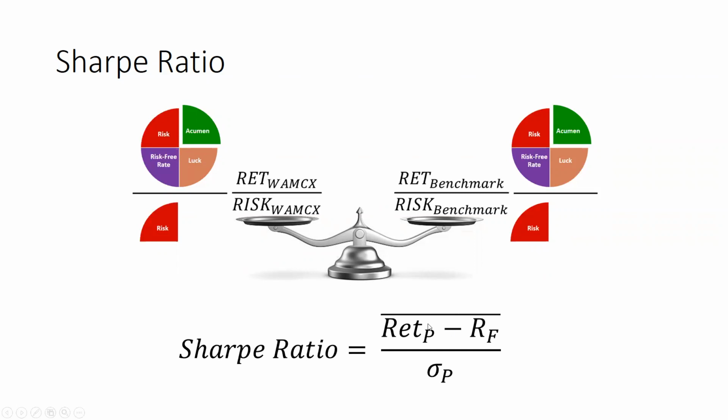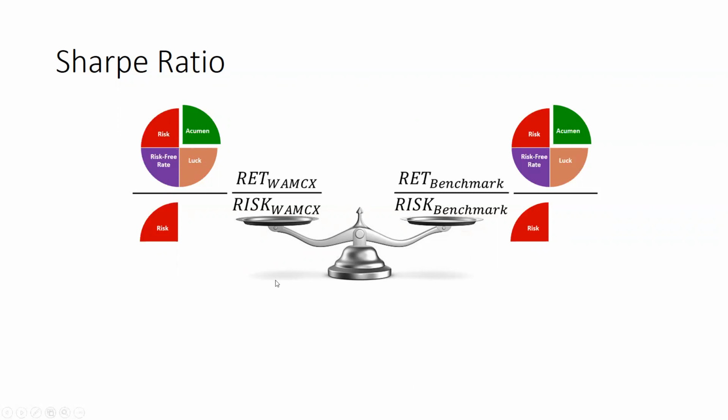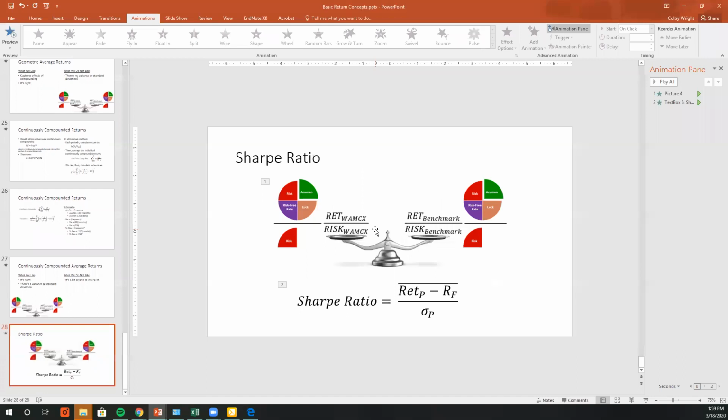What you do is you take the average return to a portfolio, subtract out the risk-free rate, and you divide it by the standard deviation of the portfolio. This is what we call the Sharpe ratio. Now, I'm going to ignore the risk-free rate for today, but let me try to operationalize this thing for WAMCX.